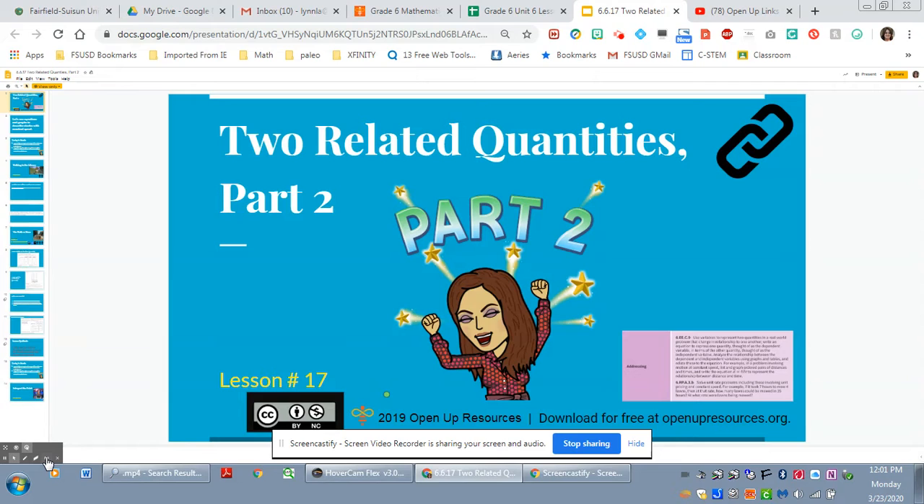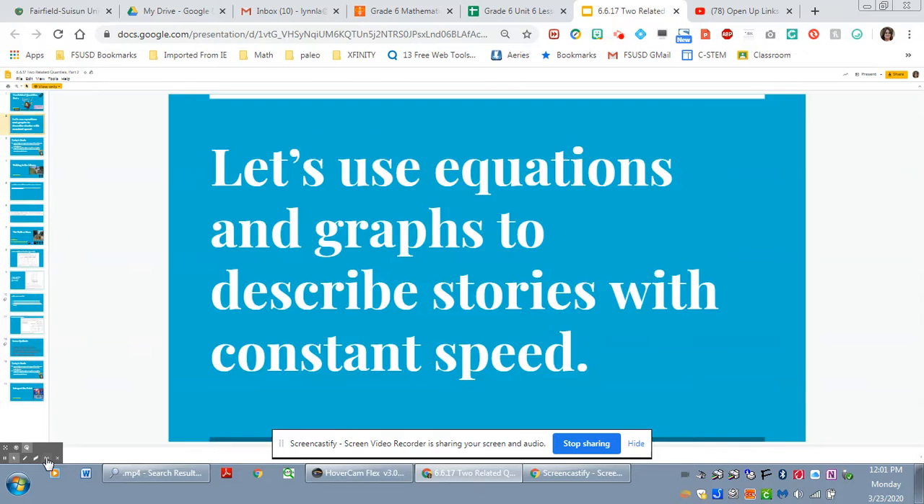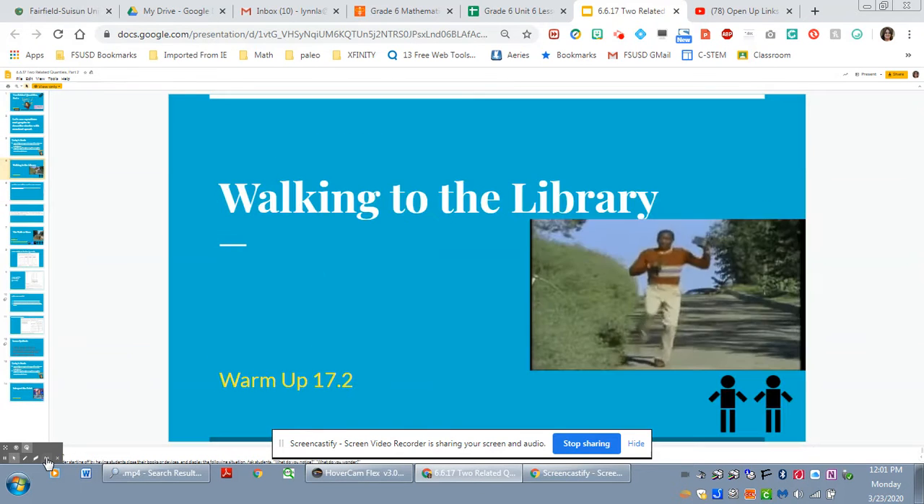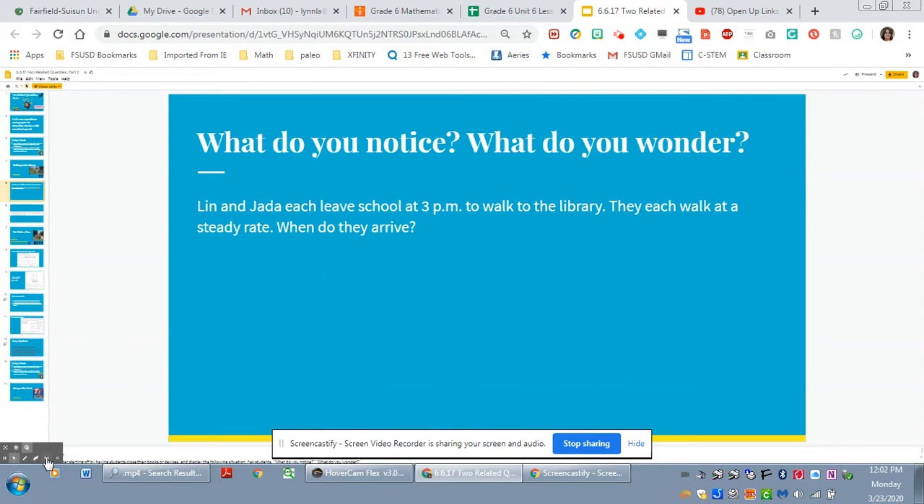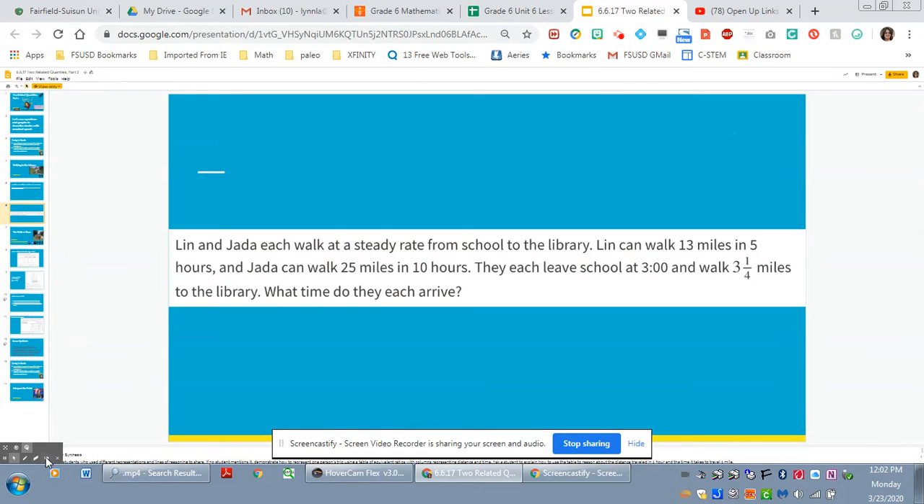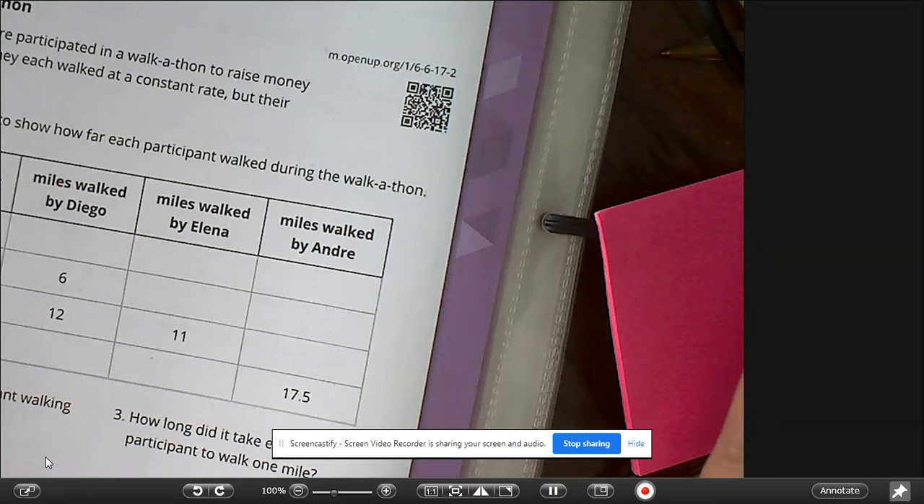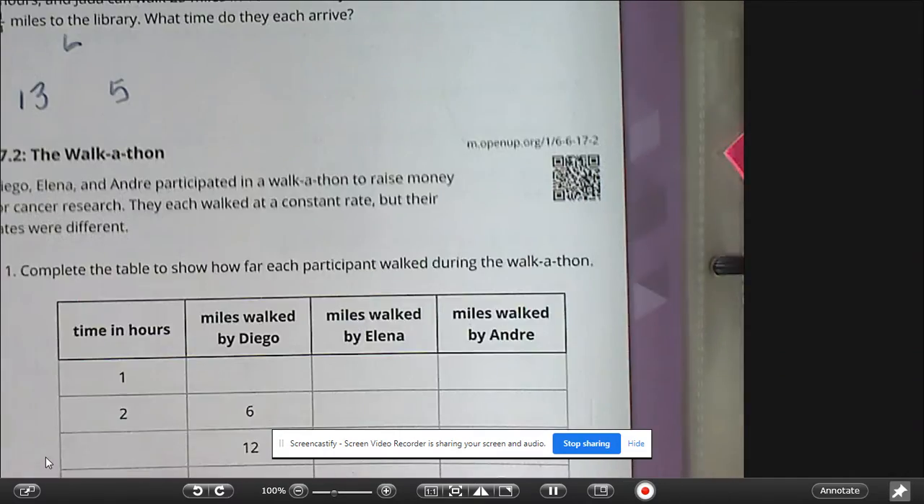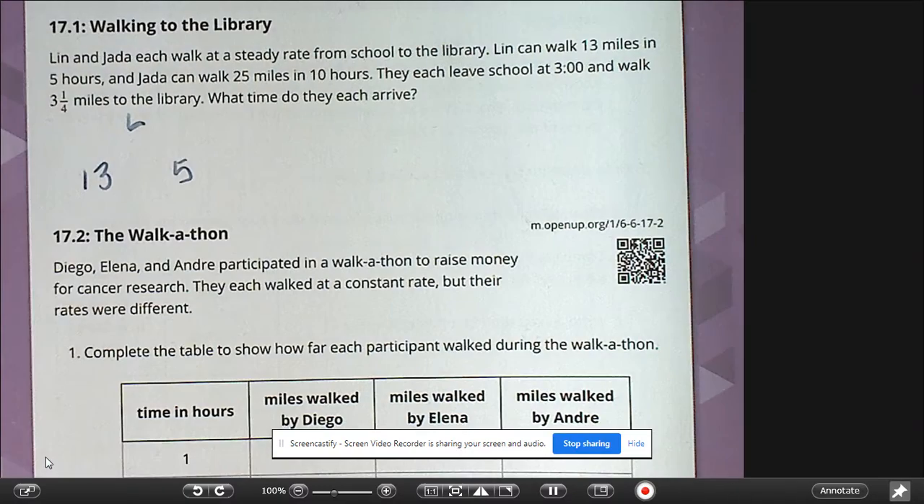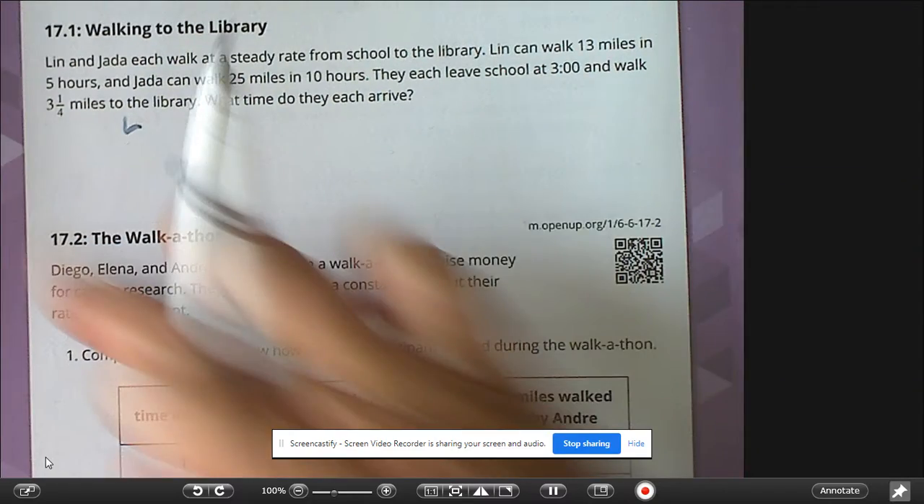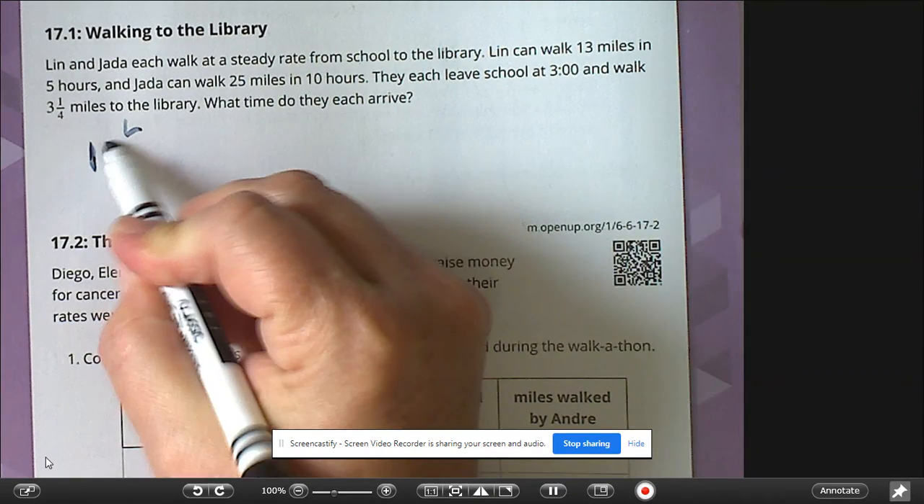So when you are on the page, it should look like this. Walking to the library. Well, your page doesn't look like that. Actually, your page looks like this. Okay, so Diego, Lynn, and Jada each walk at a steady rate from the school to the library. Lynn can walk 13 miles in 5 hours.